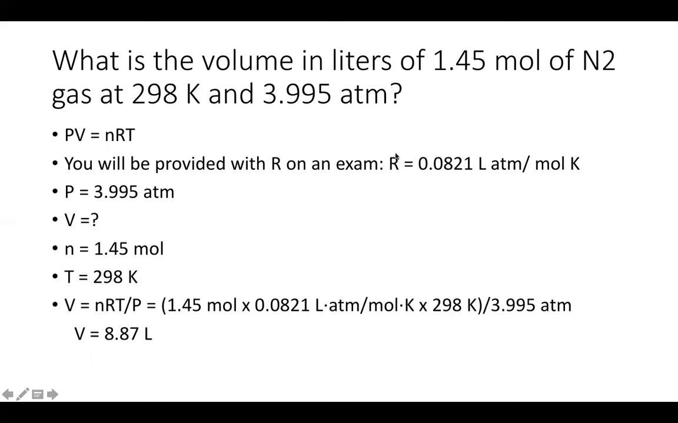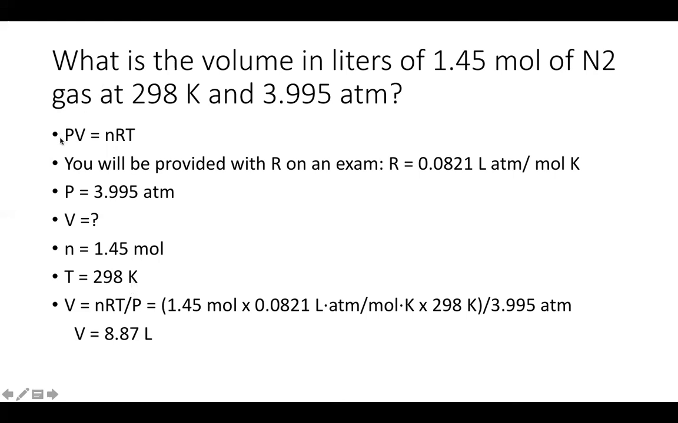You want to make sure that all your variables from the question are in these units. So they are in this case. Your pressure is 3.995 ATM. You've got to be able to recognize that ATM is a unit of pressure. I could give you millimeters mercury or torr, and then you'd have to convert it to ATM, which is a great way to question you guys. The question's asking for volume, so we don't know that. Remember, little n is the number of moles, so in this case, it's 1.45 moles. Temperature is already given in Kelvin, so it's 298 Kelvin.